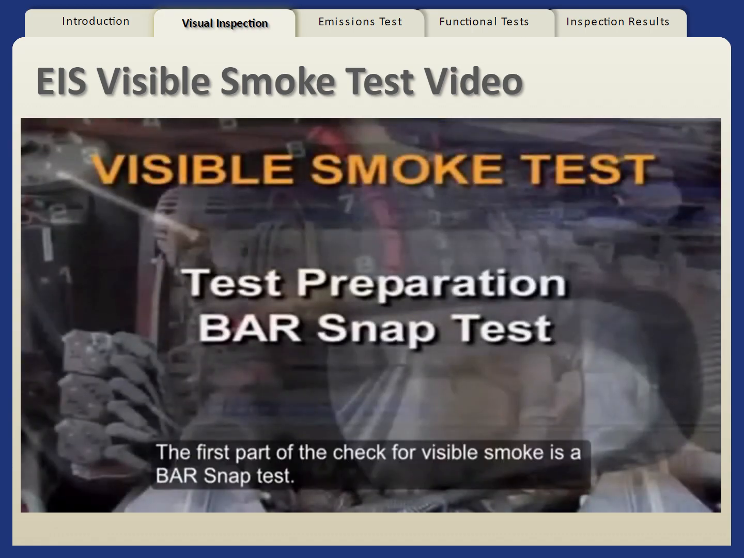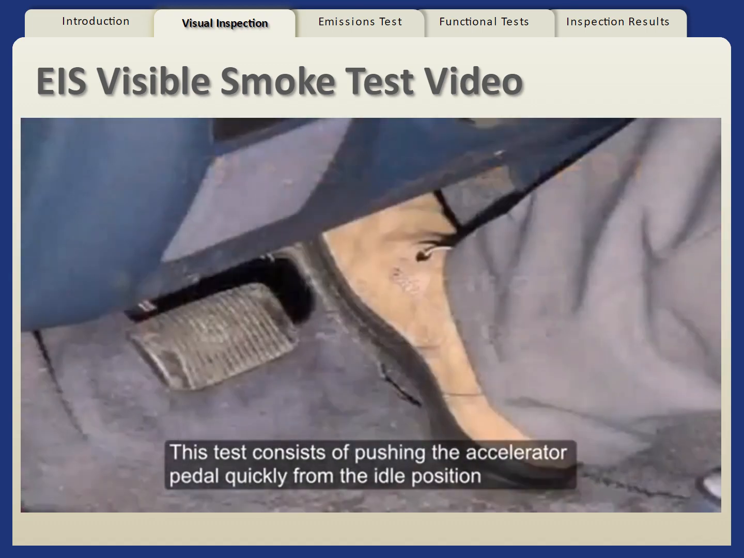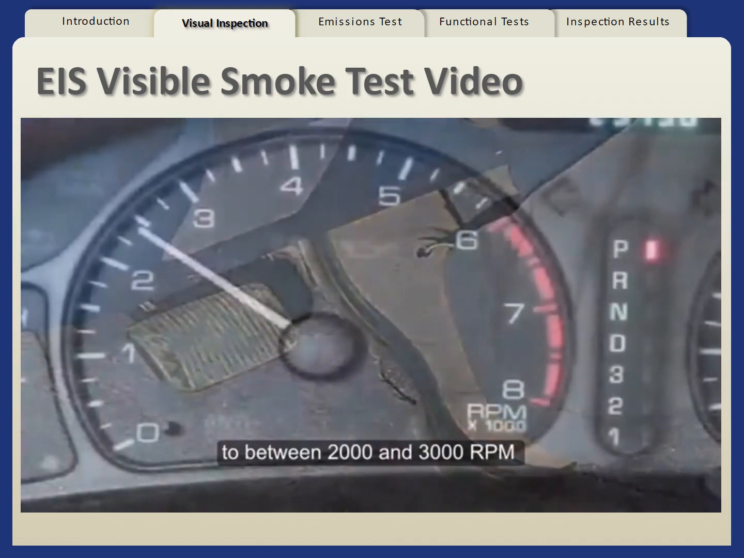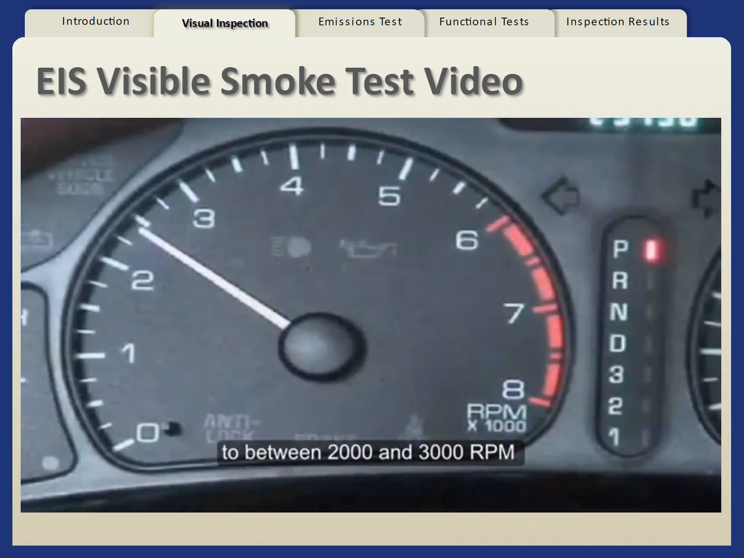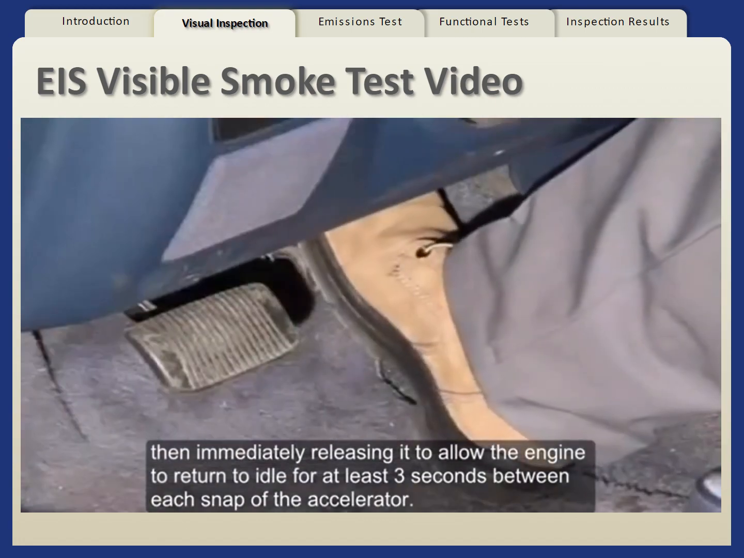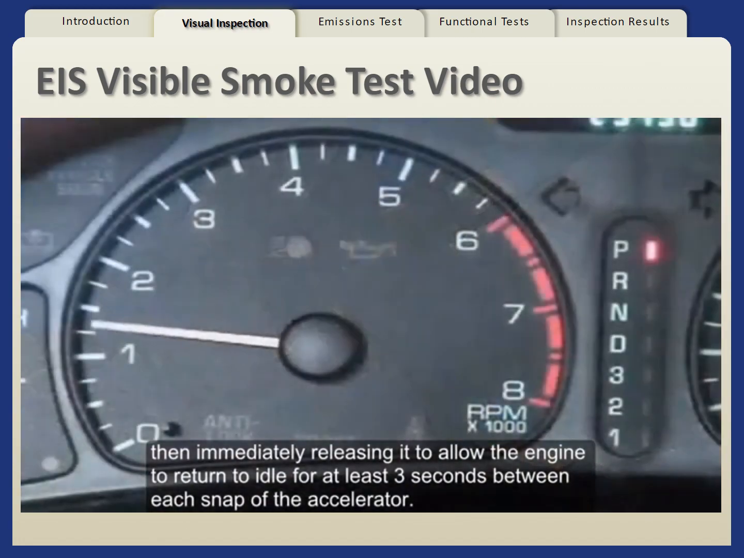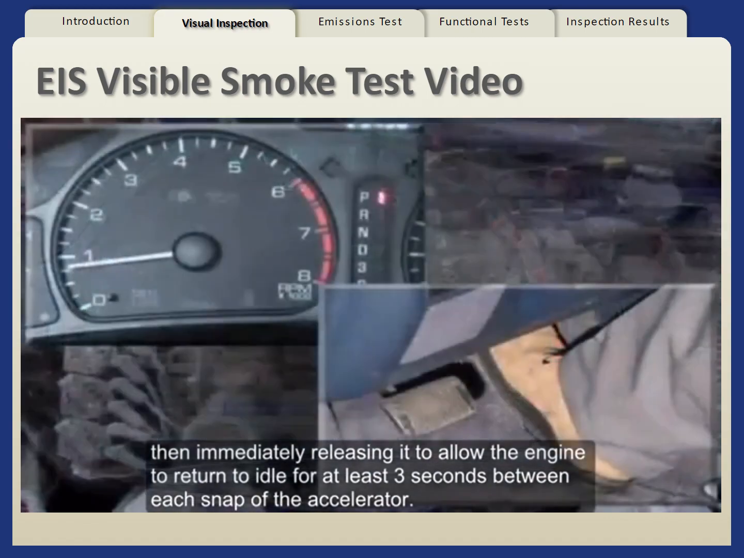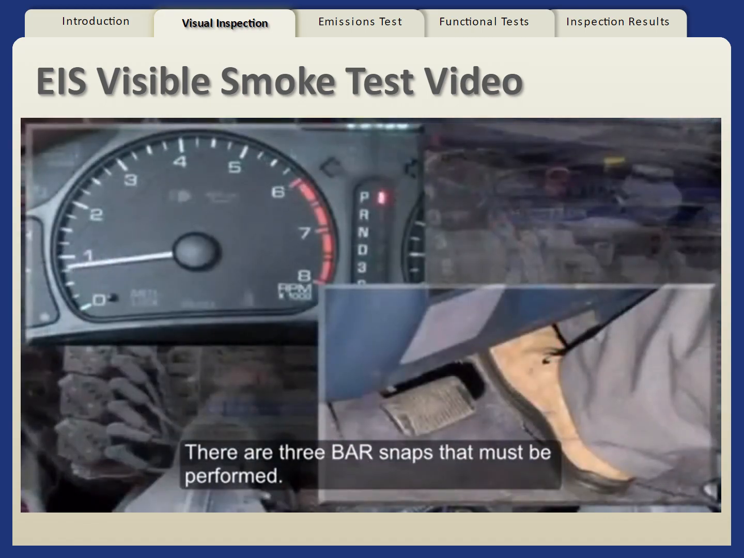The first part of the check for visible smoke is a bar snap test. This test consists of pushing the accelerator pedal quickly from the idle position to between 2,000 and 3,000 RPM, then immediately releasing it to allow the engine to return to idle for at least 3 seconds between each snap of the accelerator. There are 3 bar snaps that must be performed.